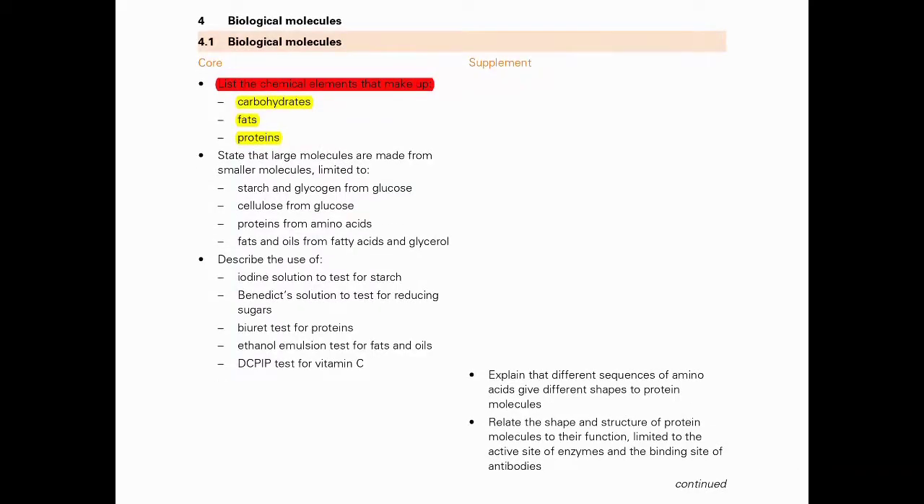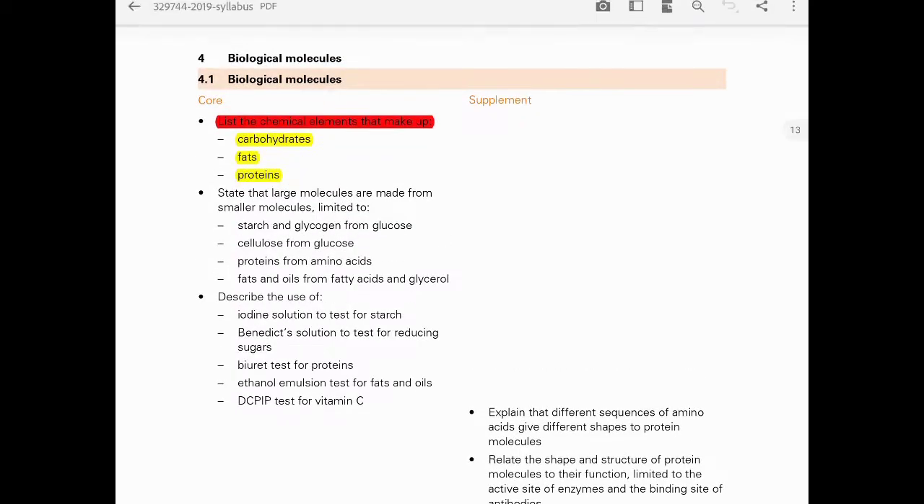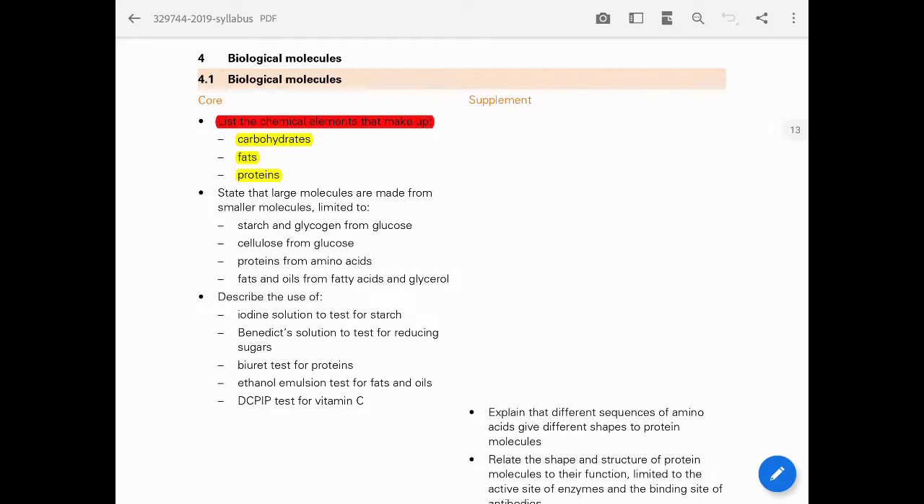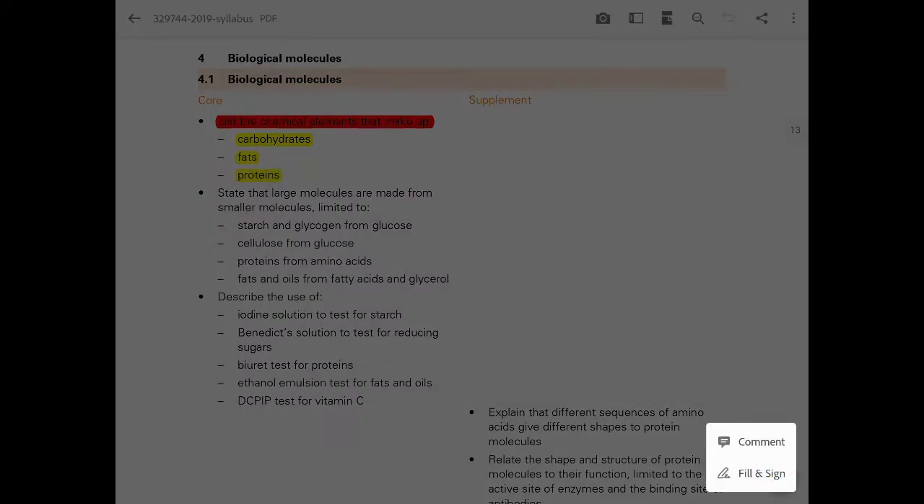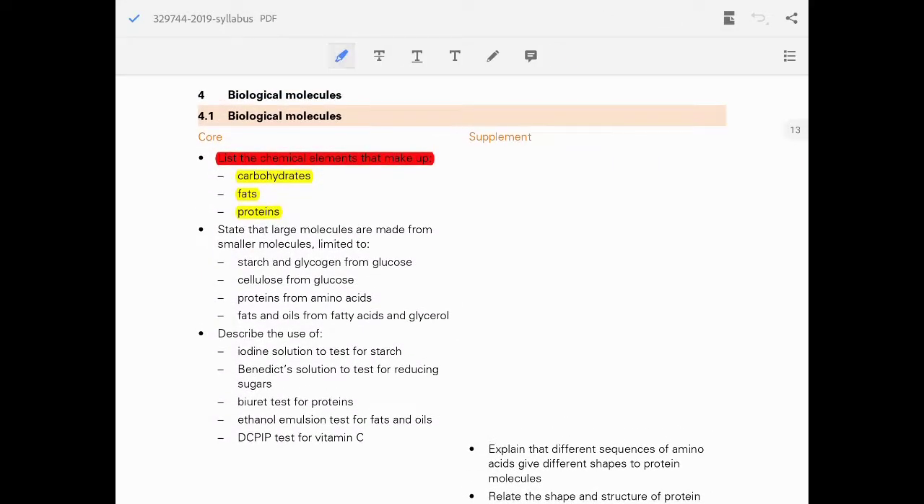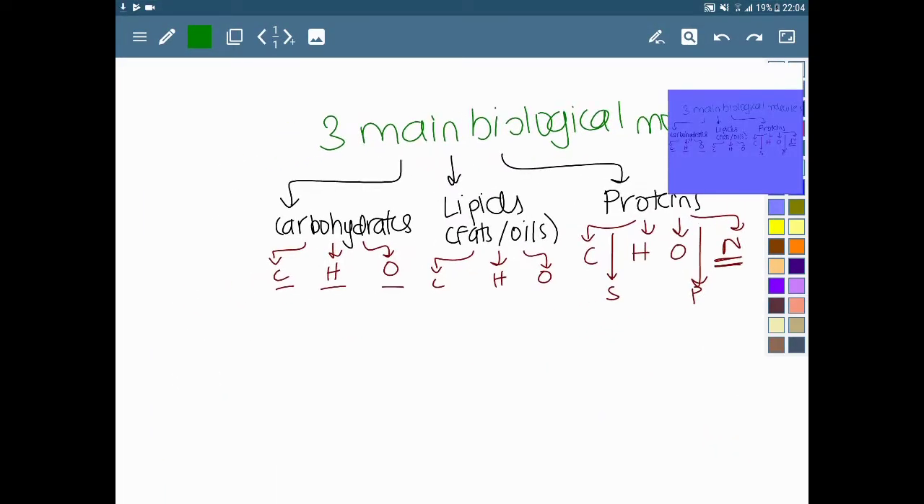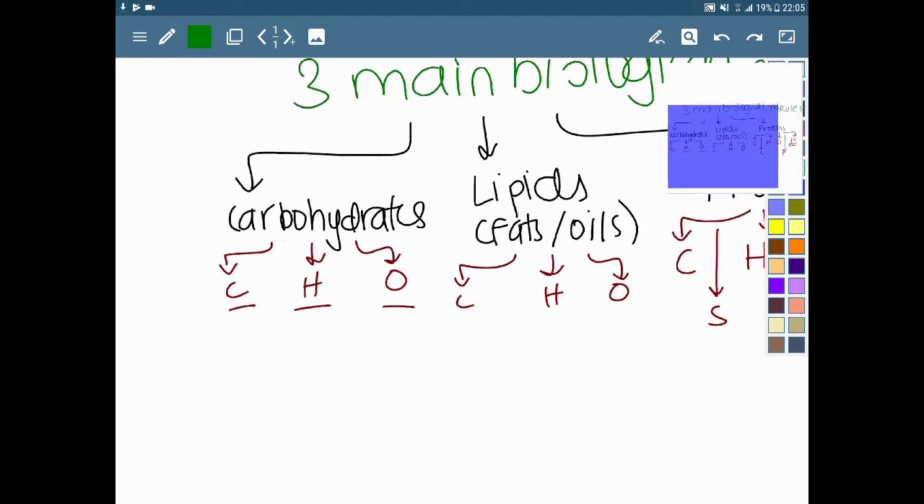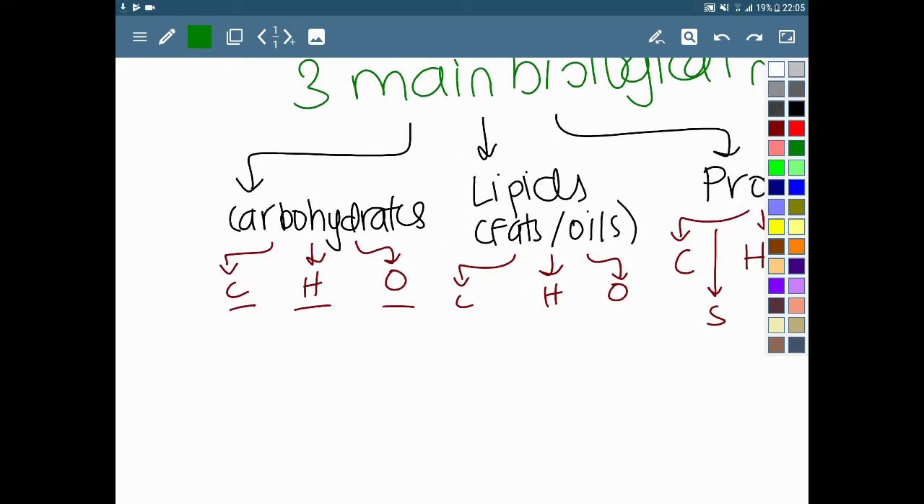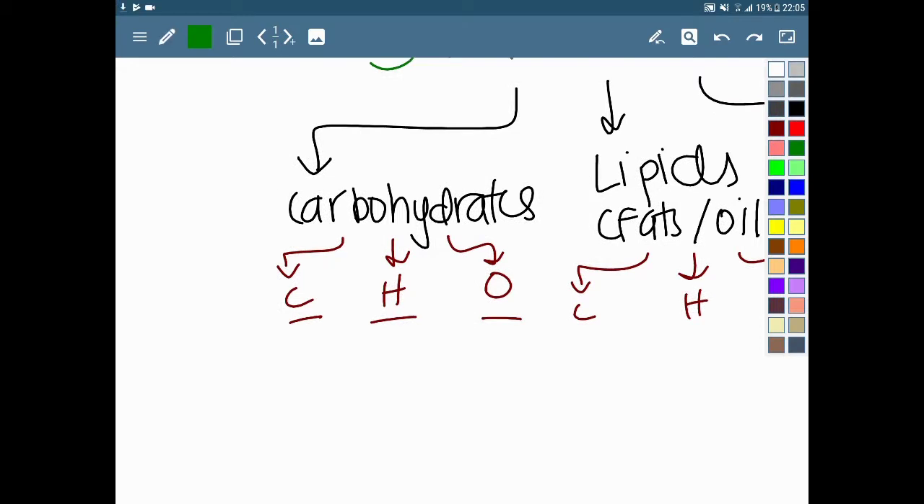So state that large molecules are made from smaller molecules, limited to starch and glycogen from glucose, cellulose from glucose, proteins from amino acids, fat from fatty acids and glycerol. So I wanted to be safe for the O level or the IGCSE or whatever, so I wrote everything down. All the things that I knew about these biological molecules, I wrote them down.